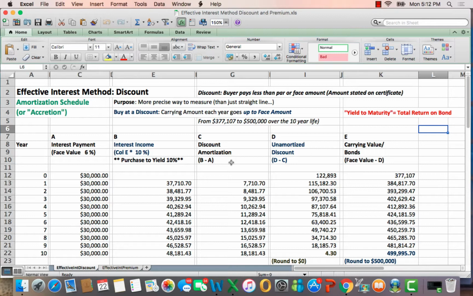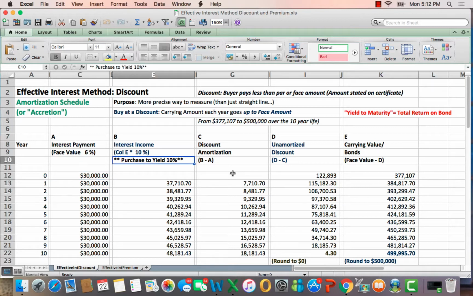So I always recommend that if you're in an intermediate accounting class or doing the CPA exam, that you set up the problem in this way. So you're going to get 6% on $500,000, or $30,000 in interest each year, and that's a fixed amount, obviously, stated on the certificate.